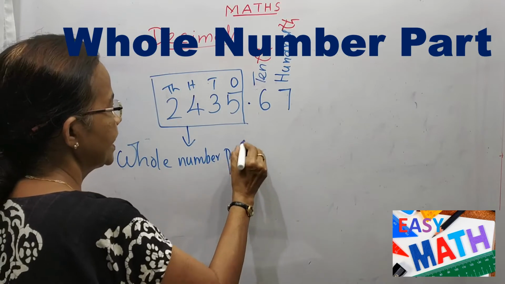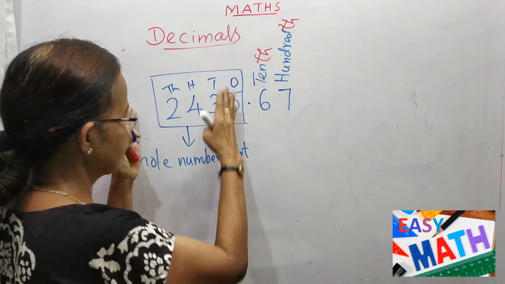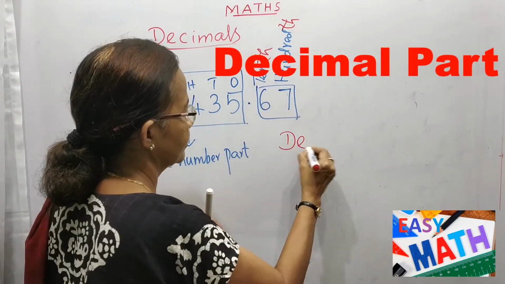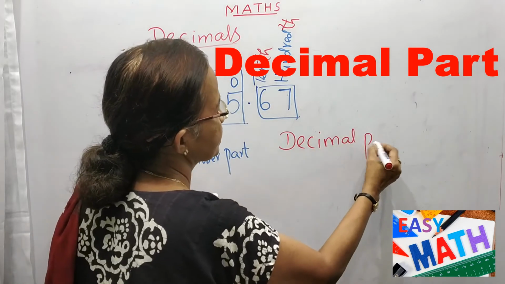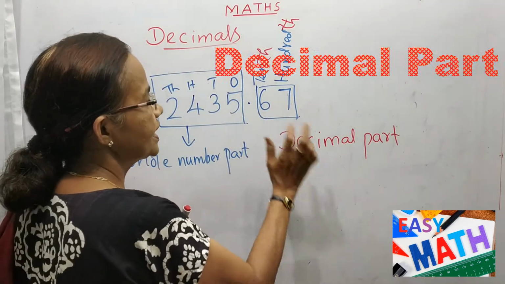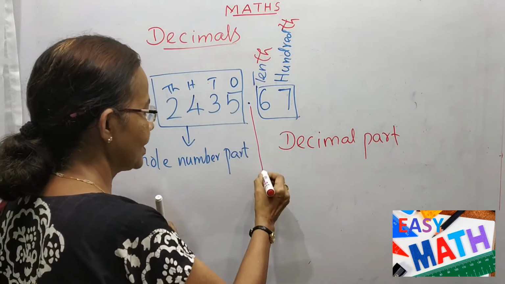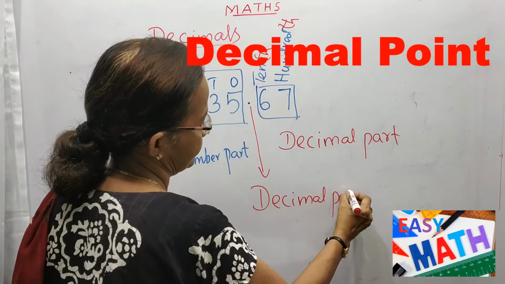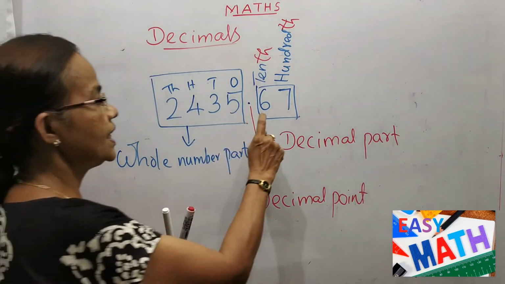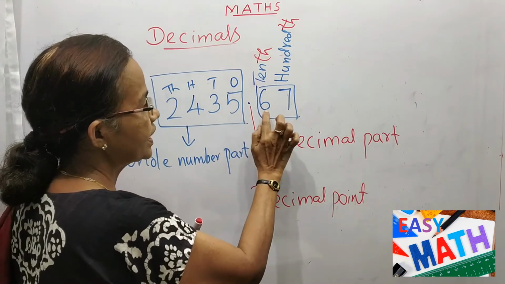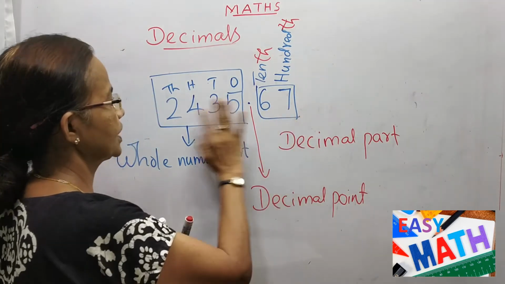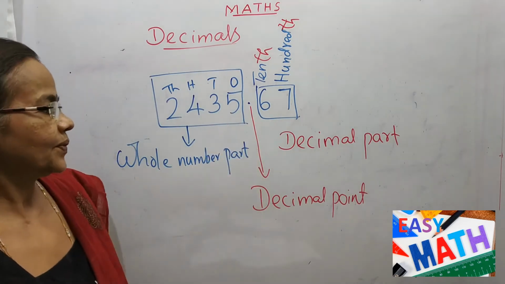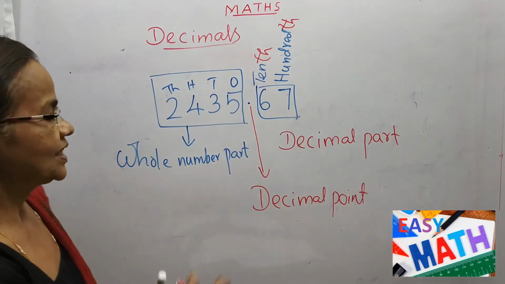Whole number part. A decimal number has two parts. First, this is the whole number part, and this is called the decimal part. See, this is called the decimal part, and this is called the decimal point. These are called the decimal places. The digits coming after the decimal point are called decimal places. This is called the whole number part. Its expansion is just like how we write ordinary numbers. Next is the expanded form. And this is called the decimal part.